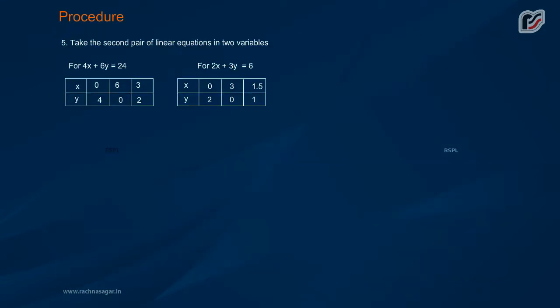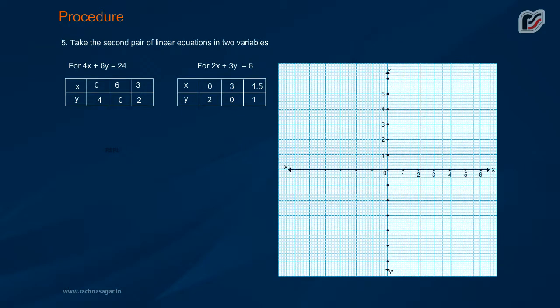Fifth, take the second pair of linear equations in two variables. For 4x plus 6y is equal to 24, the table is x is 0, 6, 3. Y is 4, 0, 2. For 2x plus 3y equal to 6, x is 0, 3, 1.5. Y is 2, 0, 1. Sixth, repeat steps 3 and 4.